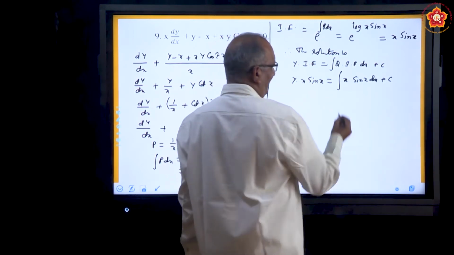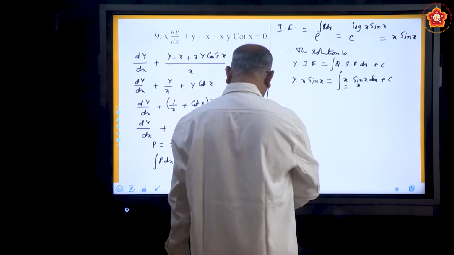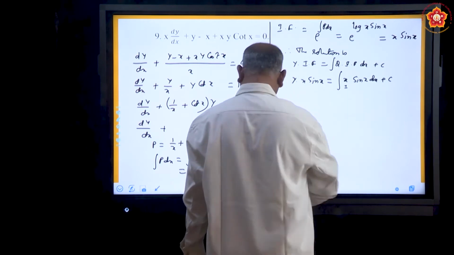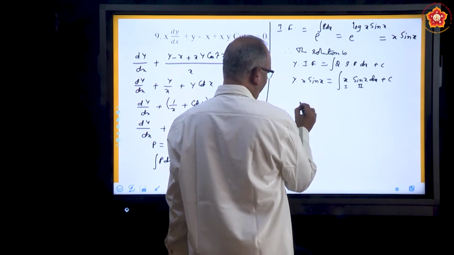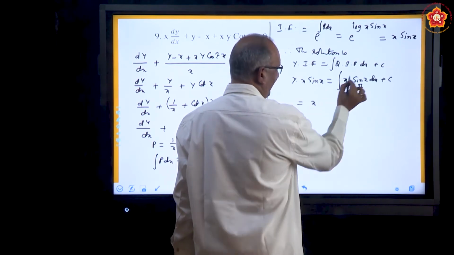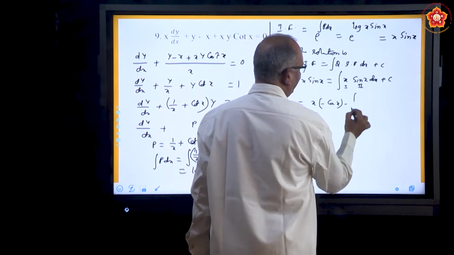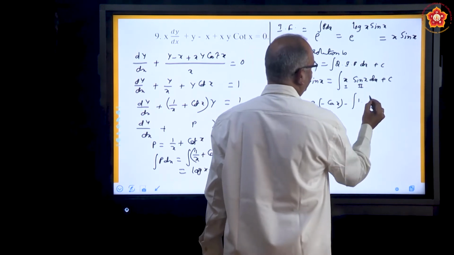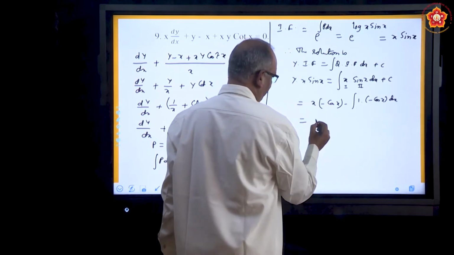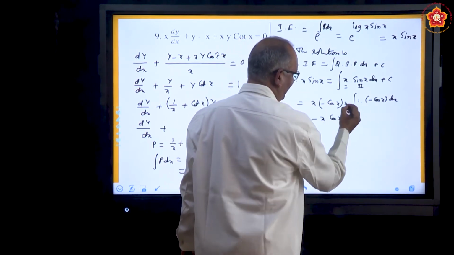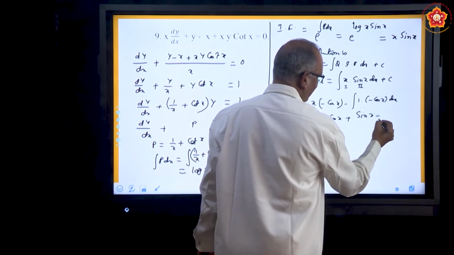Again apply the product formula, take x as the first function and sin x as the second function and integrate. So, what are you going to get? You will get first function times integral of sin x. What is the integral of sin x? Minus cos x, minus integral of d dx of x is 1 and this is minus cos x dx. Simplify. So, you will get minus x cos x, minus of minus will become plus, integral of cos x will be sin x plus c.